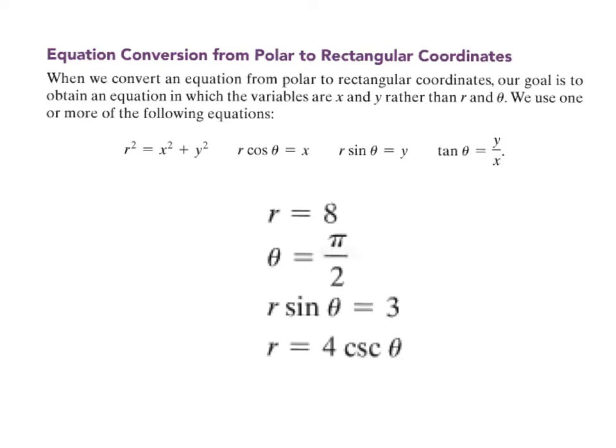Hi guys, this is to help us convert from polar to rectangular. So you have an r, you have a theta, you have a sine theta, you have a cosine, and you don't have x's and y's to start with, and you want to make it into x's and y's. And here's what you're going to basically use.